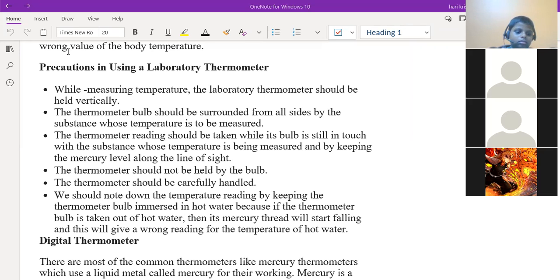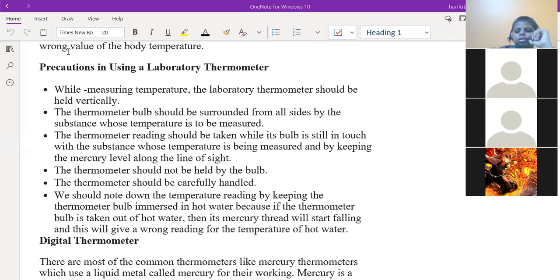Good. When you're measuring temperature using the laboratory thermometer or the clinical thermometer, especially in the case of the laboratory thermometer, the bulb should be completely surrounded by the liquid, suppose water. It should be completely immersed in the water. Then only you will get accurate readings. If you immerse half of the bulb and the other half is in the air, it will not give an accurate reading. And very importantly, we have to handle it carefully.